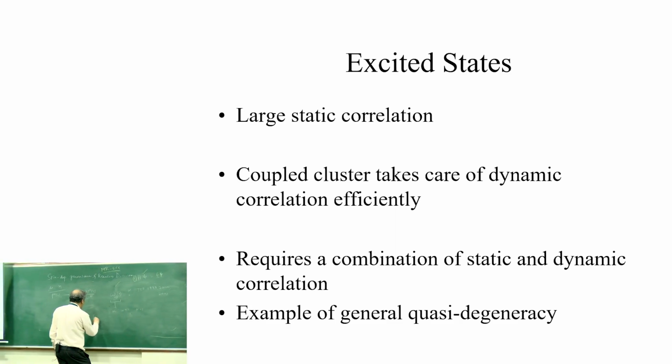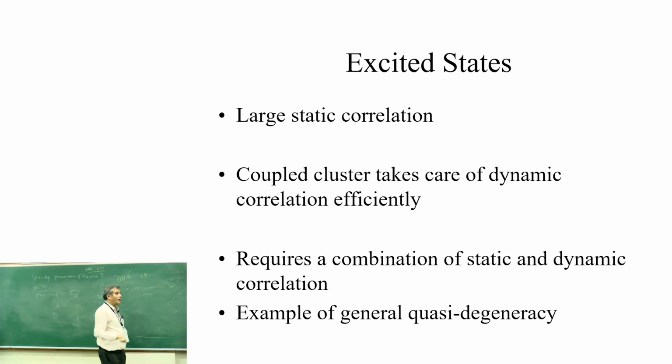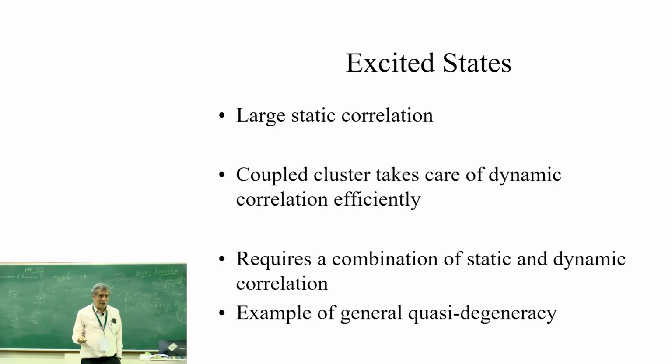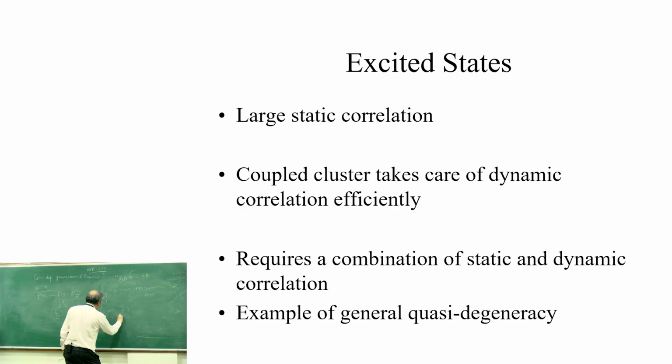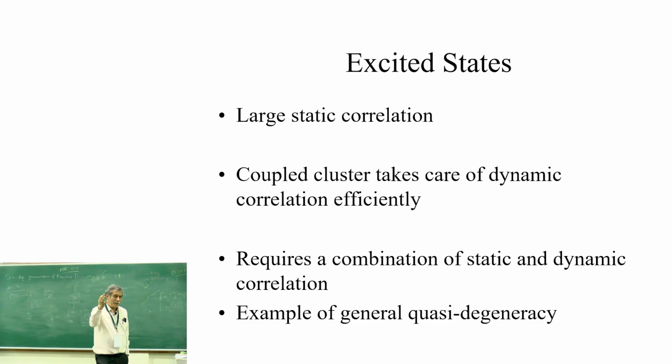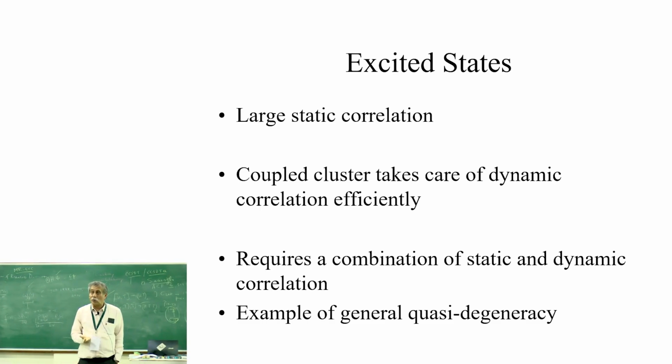If you look at the Fukui function, it is actually a derivative of rho of r with respect to N. What we are using here, N plus 1 minus N or N minus 1 minus N, is a gross approximation. So what should actually happen is that you should use rho of r at N plus delta N minus rho of r at N, divided by delta N, in the limit delta N tends to 0, right? That is the actual derivative.